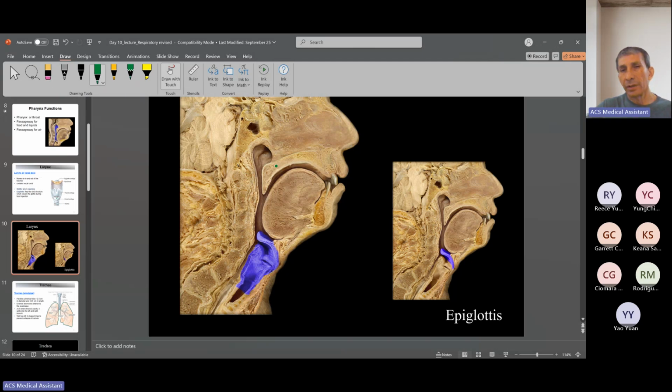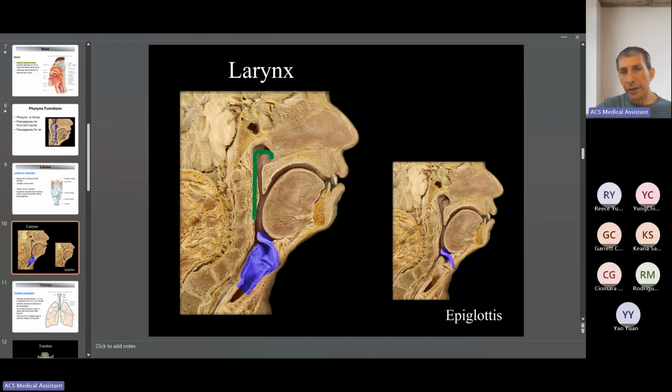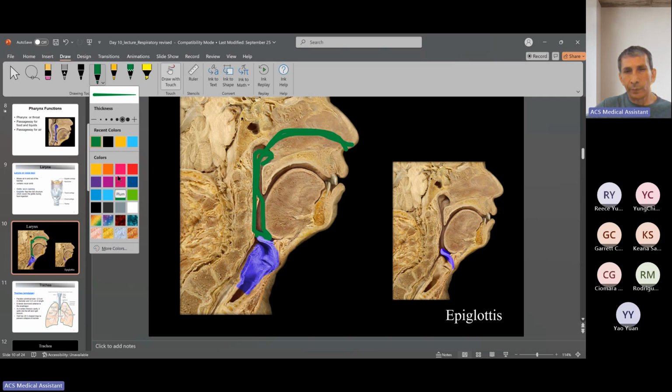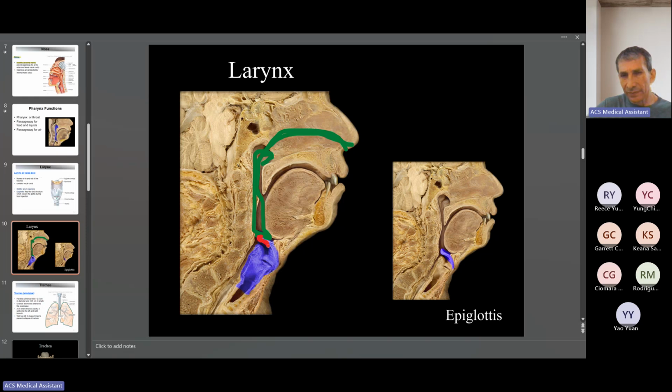Now remember, here we have the pharynx, this whole thing right here. Here we have the nose cavity, the nostrils. Now we have here the larynx. So if you see here, I'm going to draw. I'm going to do it with red so we can see it better. So here is the epiglottis. See this little lid-like structure. And here is the entrance of the pharynx.